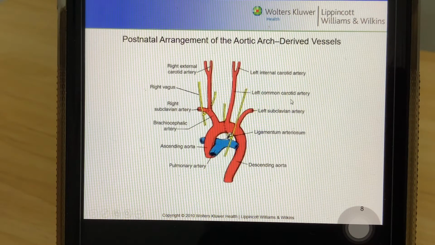How about this one? This is the postnatal arrangement of the aortic arch derived vessels. Here we have our aorta, ascending and descending, and the pulmonary artery, which goes to your lungs. This one supplies the head and neck. These are the carotids in the neck going to the brain.